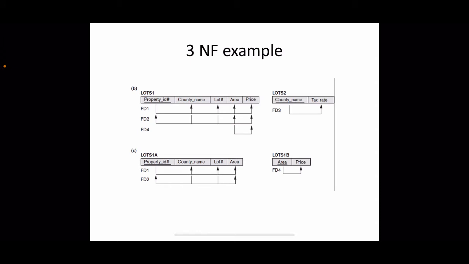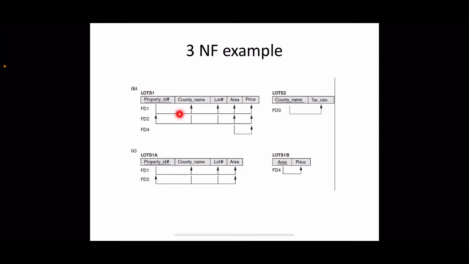Based on this, we have to check whether our relations are in third normal form. Let us take the previous example. What about lots 2? It's in third normal form because we have only one functional dependency, right? And we have the primary key here, the county name. County name determines tax rate, and county name is a super key. So this is in third normal form.